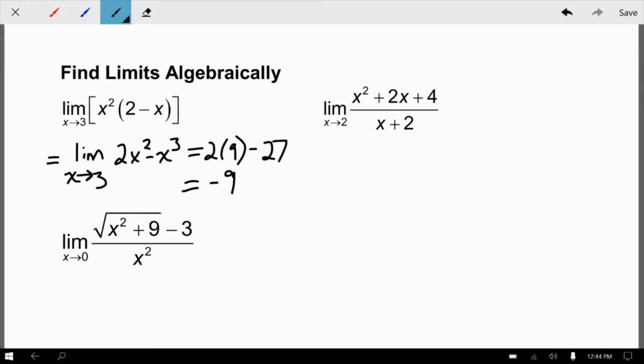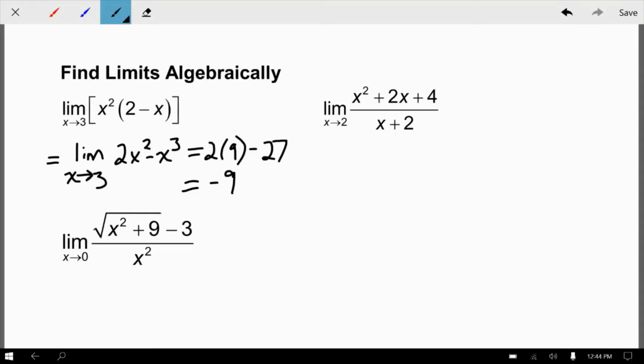If we had a removable discontinuity, you want to think back to your prerequisite knowledge. If something is removable, then what I'm going to want to do is divide out that removable discontinuity. So for example, in this case, if it was removable, I would be able to divide out the x plus 2, and then I'd be able to evaluate the limit. But we're not going to be able to do that in this case.